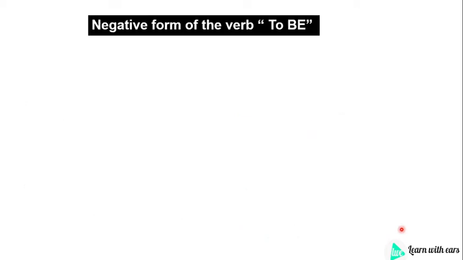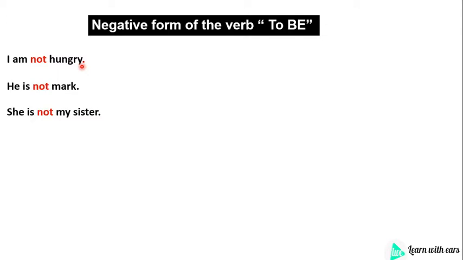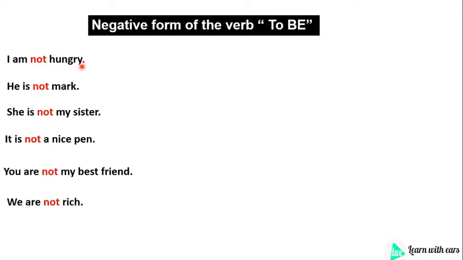Now let's see negative forms of the verb to be. When we talk about negative, we use not. I am not hungry. Okay? If I say I'm hungry, this is positive form. If I'm speaking I am not hungry, this one is negative form. I am not hungry. He is not Mark. She is not my sister. It is not a nice pen. You are not my best friend. We are not rich. They are not students.